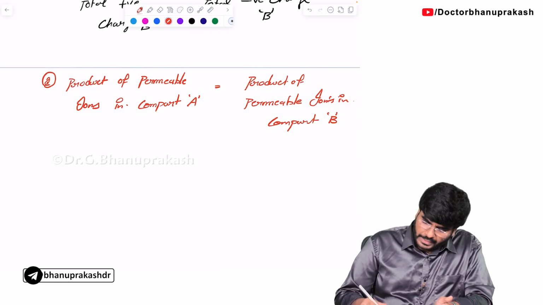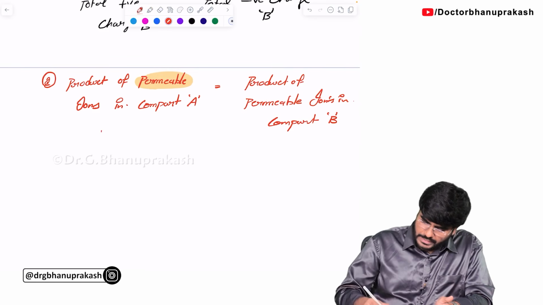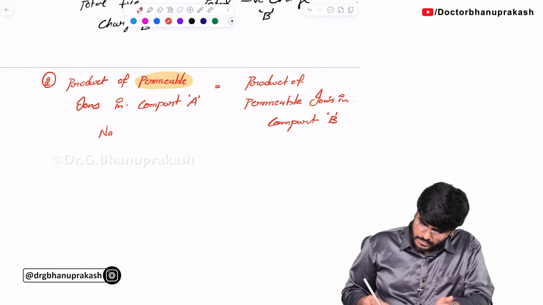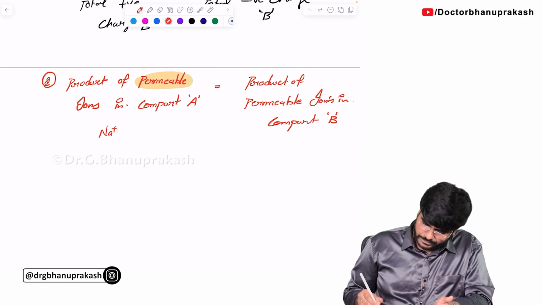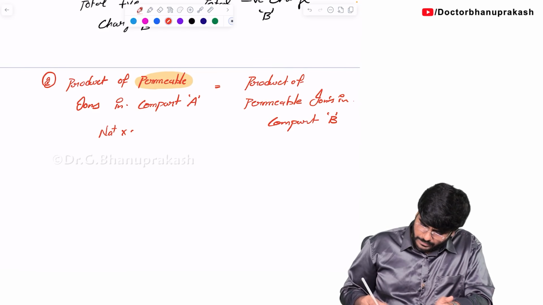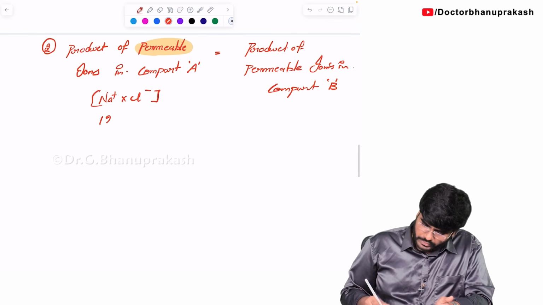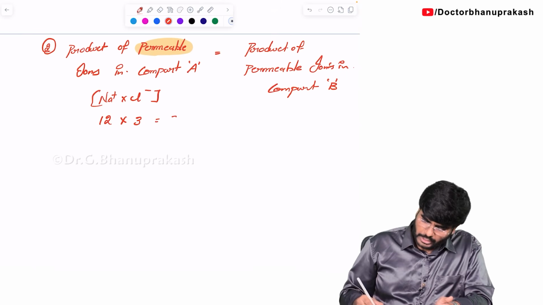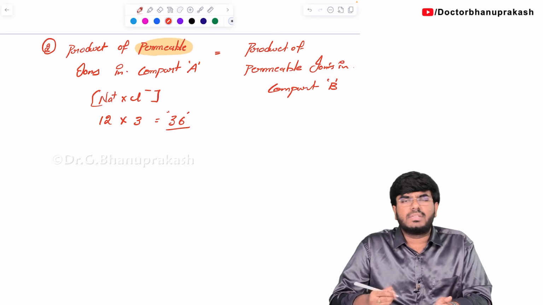Tell me, in compartment number A, which permeable ions are there? Sodium chloride ions are there. So sodium into chloride. How many sodium ions are there? I have told you 12 sodium ions are there. And how many chloride ions are there? 3. So 12 into 3, how much? 12 times 3 is 36. So this is the product.